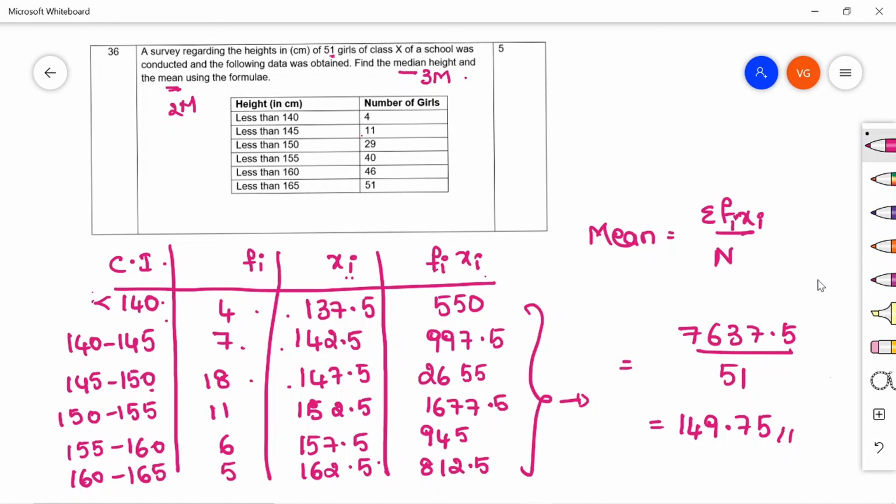For setting up the table, you will get 1 mark, and finding the mean, another 1 mark you will get. So this is how you can solve this question.